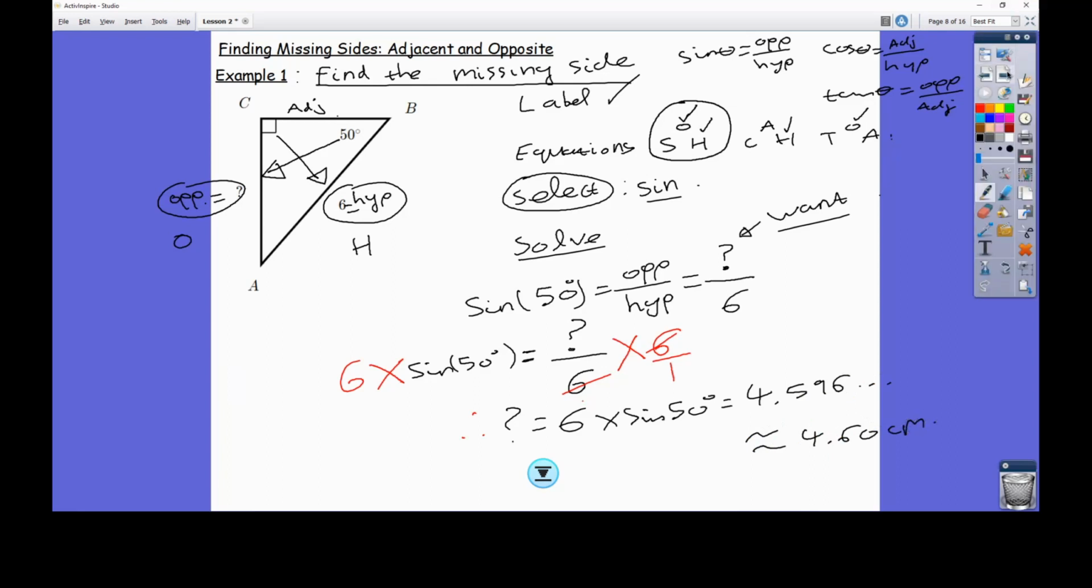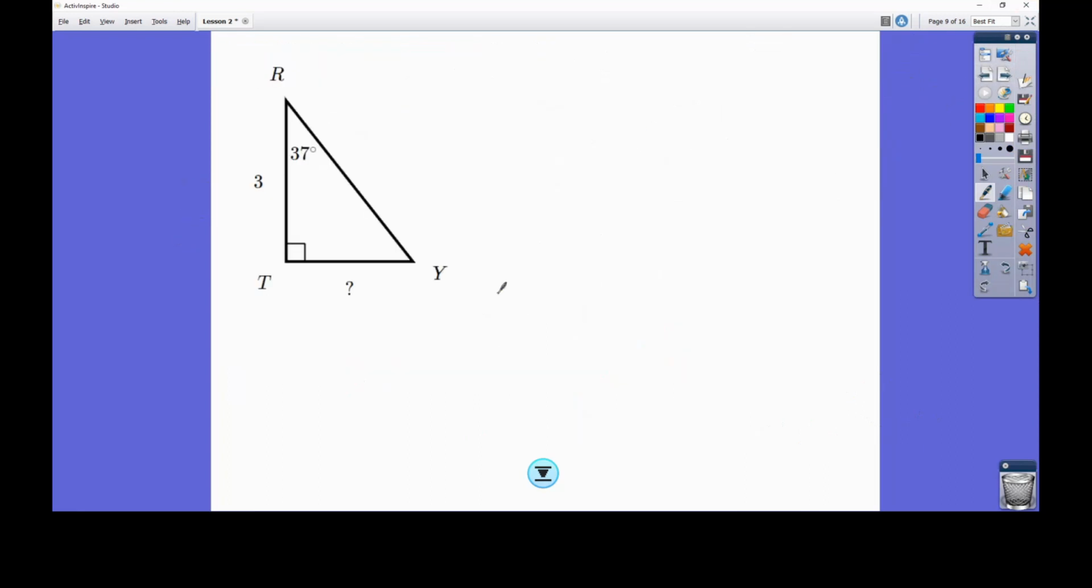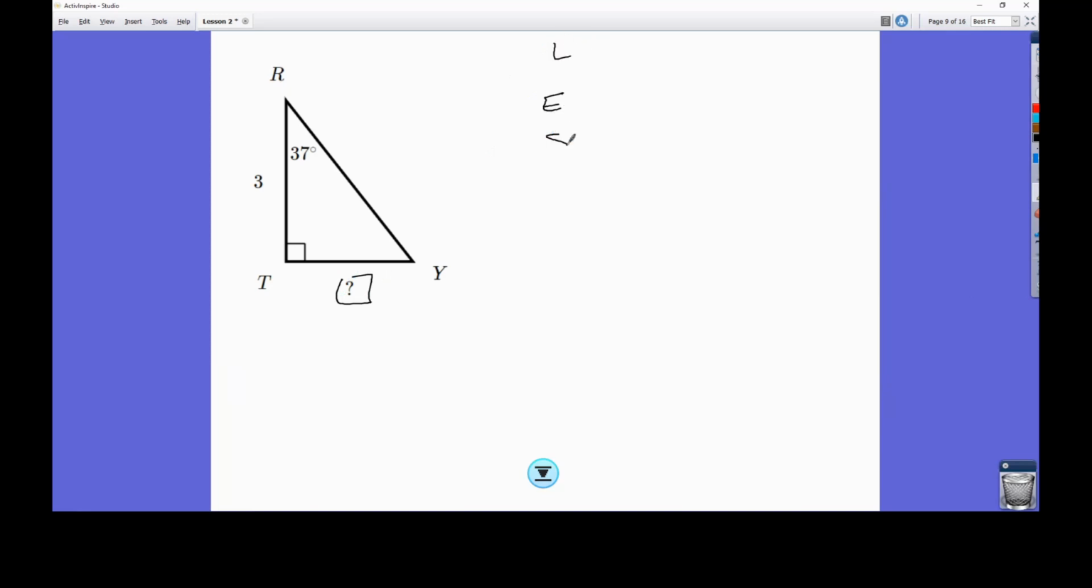Let's do another example. Make sure you've got this down. Pause the video if you need to. So this time, I want to find the missing side here. I'm going to go through a little bit more quickly because I think we're more comfortable with it now. We're thinking less is more. Right, first we label the triangle. Opposite the right angle is the hypotenuse.